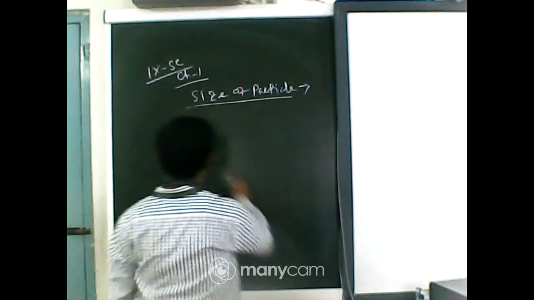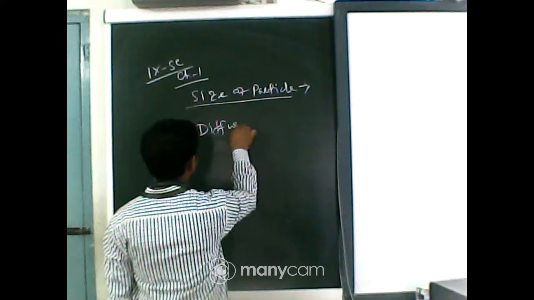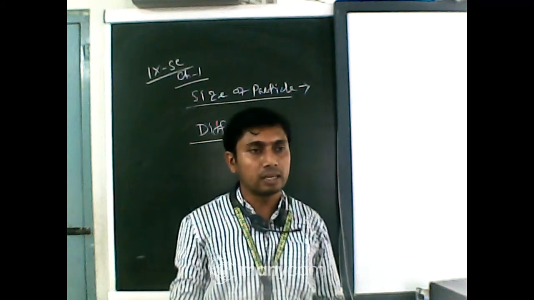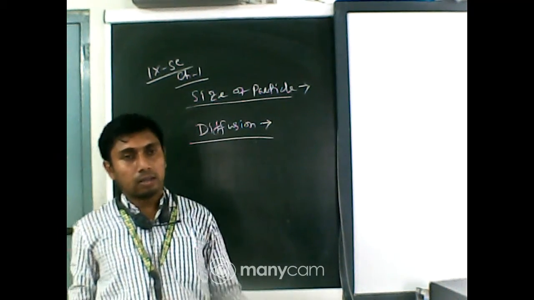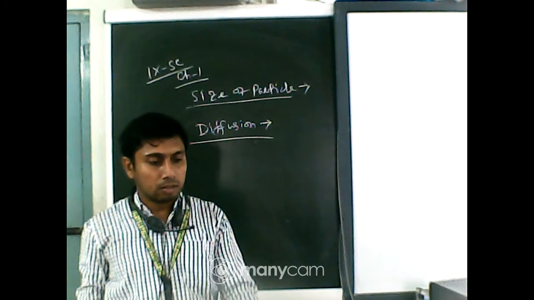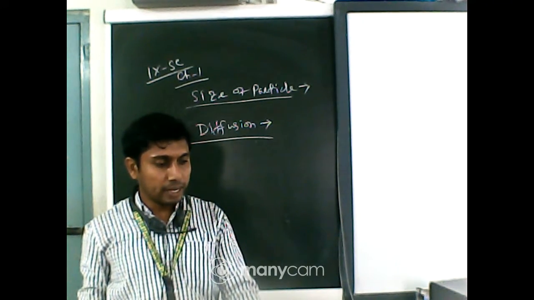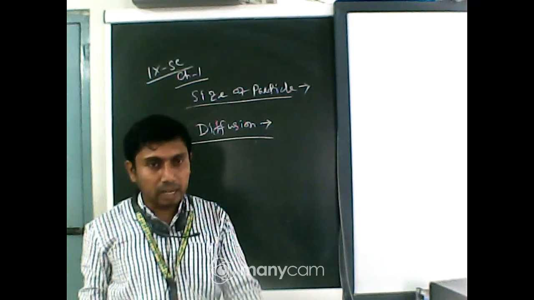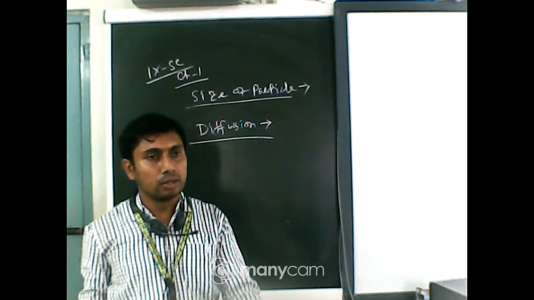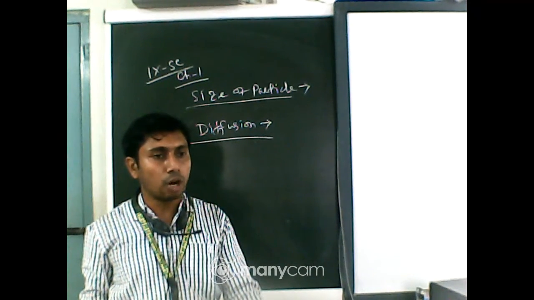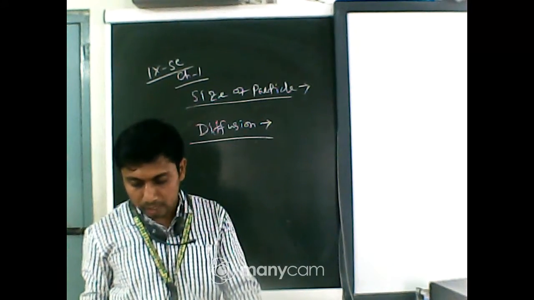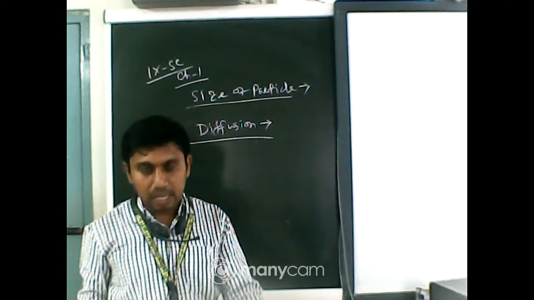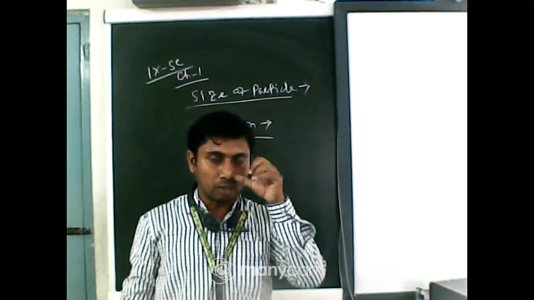What is diffusion? The intermixing of particles of two different types of matter on their own is called diffusion. We also observe that on heating, diffusion becomes faster. Why does this happen? This is also due to the kinetic energy.